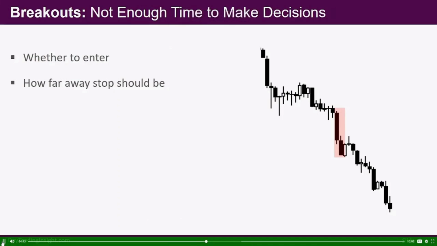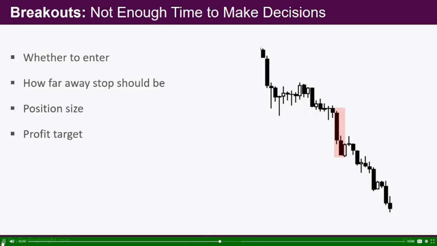Decisions that you have to make. Well, do I sell or not sell? Where should my stop be? How big should my target be? How big should my position size be? Although it sounds like you can do that in a matter of seconds, when you're doing it real time, it becomes very difficult, especially if you're starting out.